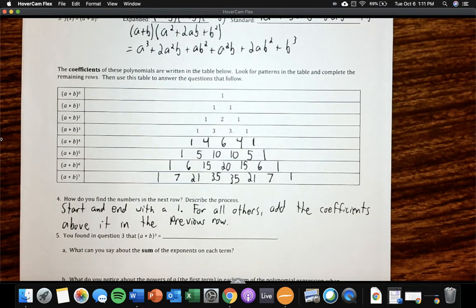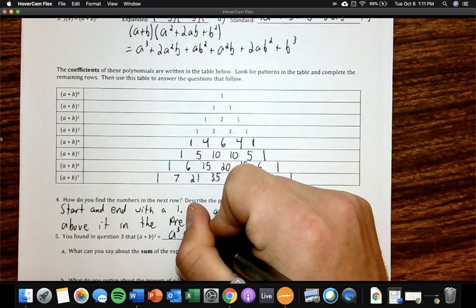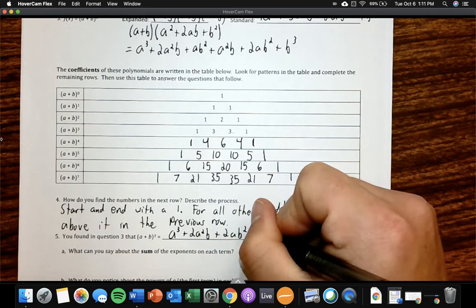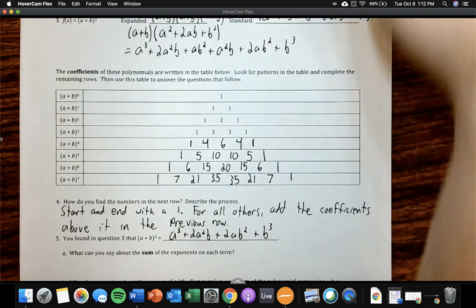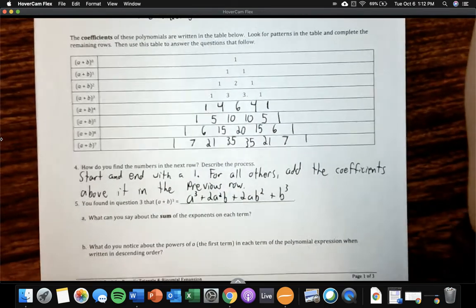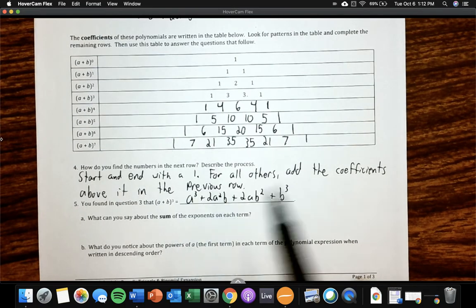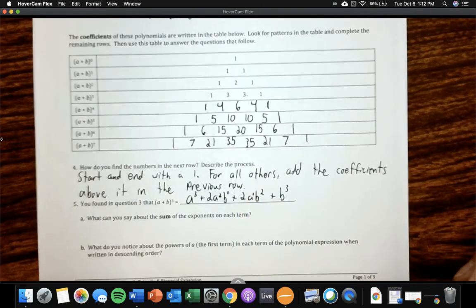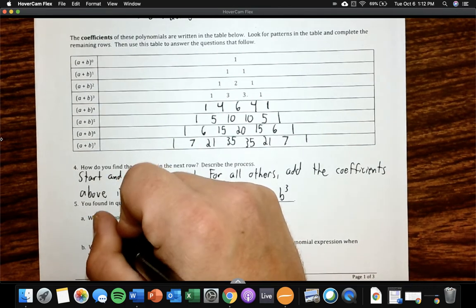All right, so we found in question 3 that a plus b cubed is a cubed plus 3a squared b plus 3ab squared plus b cubed. And in 5a, it's asking, what can you say about the sum of the exponents on each term? Well, if we look at the exponents, and we remember, if it doesn't have an exponent, it's assumed that the exponent is 1. Well, the sum of them always adds up to 3. So we could say the sum is always 3.